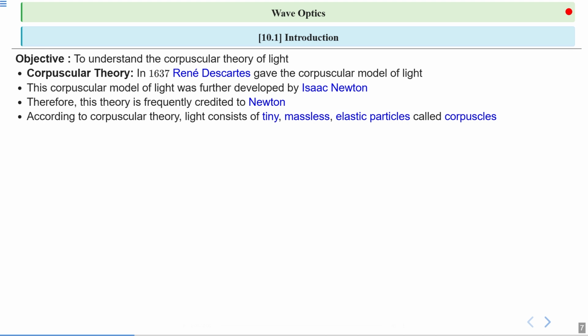According to corpuscular theory, light is composed of tiny, massless, elastic particles called corpuscles. This concept was an attempt to explain how light behaves in different situations.